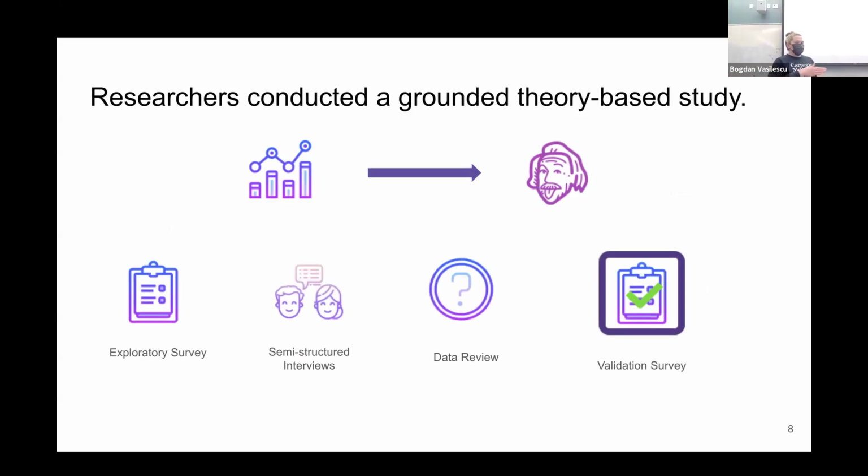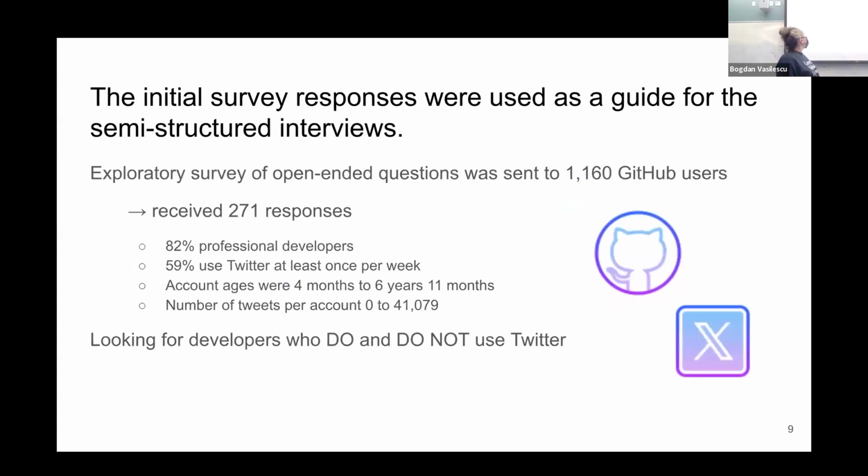So for their timeline, how they structured everything: I can't see my notes because I'm sharing my screen. But they started with an exploratory survey, moved on to semi-structured interviews based on the results of the survey. Then they did a data review on those 2 pieces, answered their research questions, and then validated the results with a validation survey. And I'll talk about each one a little bit more in depth.